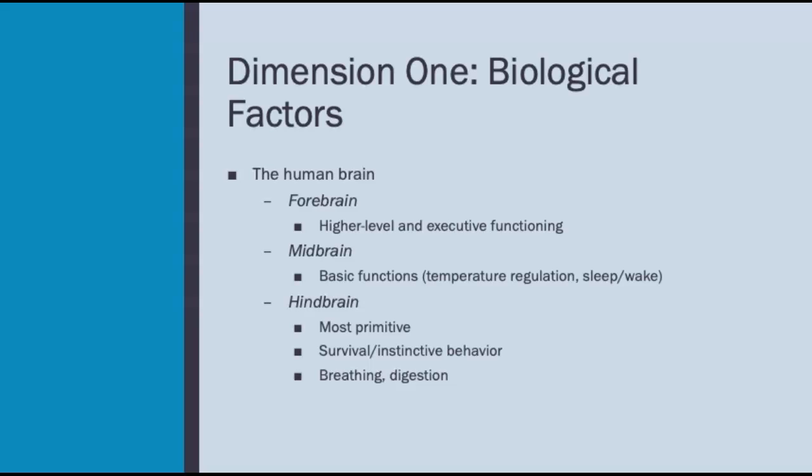Now we're going to take a look at the individual dimensions. We're going to start with dimension 1, the biological factors that influence mental health. Our text talks pretty in depth about the human brain, and I want to let you know that I really only am hoping that you'll take away the highlights from this chapter. That includes just having an understanding of how the human brain has these different parts that are responsible for different functions. The forebrain is responsible for higher level executive functioning, the midbrain does more of our basic functioning, temperature regulation or sleep-wake cycles, and then the hindbrain is the most primitive, instinctual part of our brain that's responsible for our survival, for the flight, fight, freeze response, and for breathing and digestion.